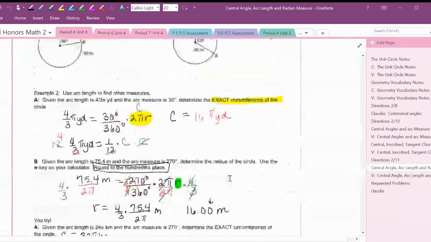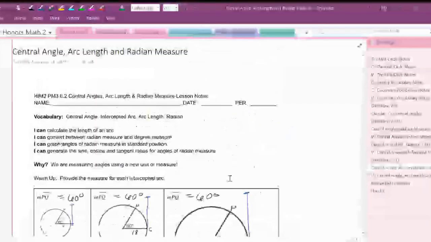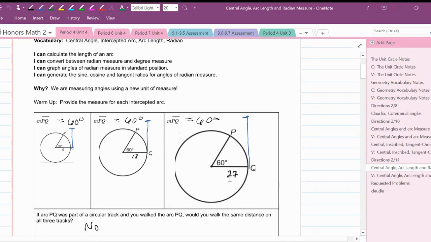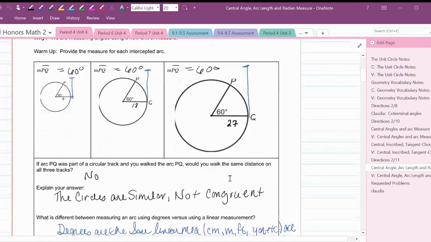Okay, hopefully you wrote that each one of these arcs measures 60 degrees, and that is correct. However, the second part of this exercise was to think about walking this part of a circular track. Would you walk the same amount on each one of these tracks? And the answer is no. And that is because the circles are similar, not congruent.